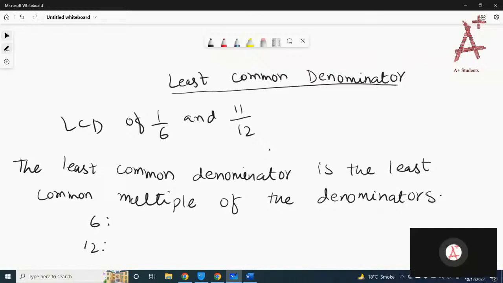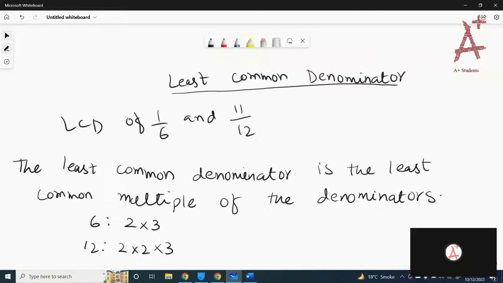The prime factors are the numbers that have only two factors, 1 and the number itself. If you have any problem with the prime factors, please find them in chapter 1, I think, in grade 8, and practice. Got it? So the prime factors for 6 are 2 times 3. 2 is a prime number and 3 is also a prime number. Got it? For 12, it is 2 times 2 times 3. See, all of them are prime numbers. Got it?